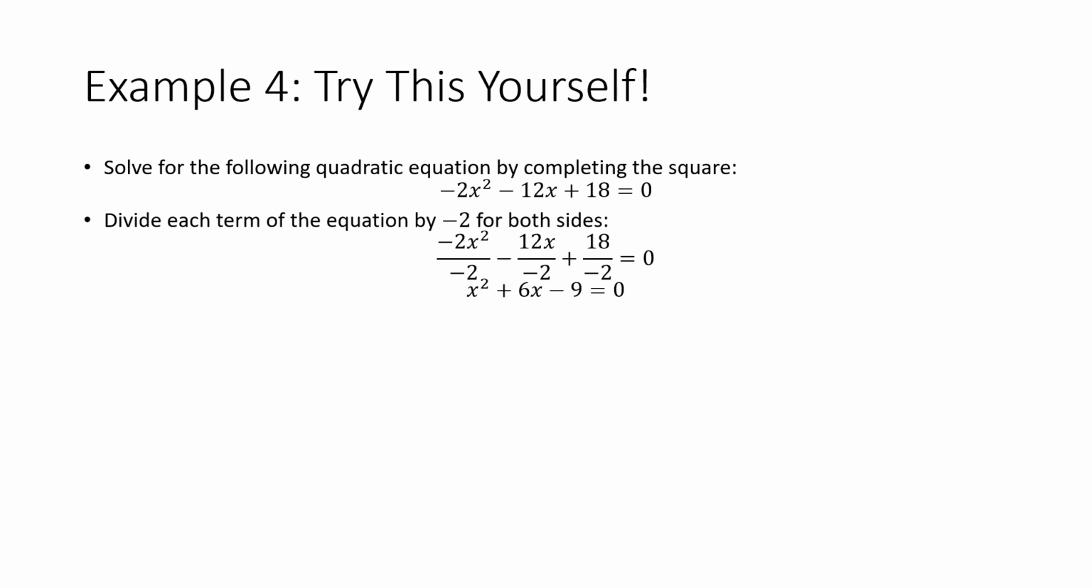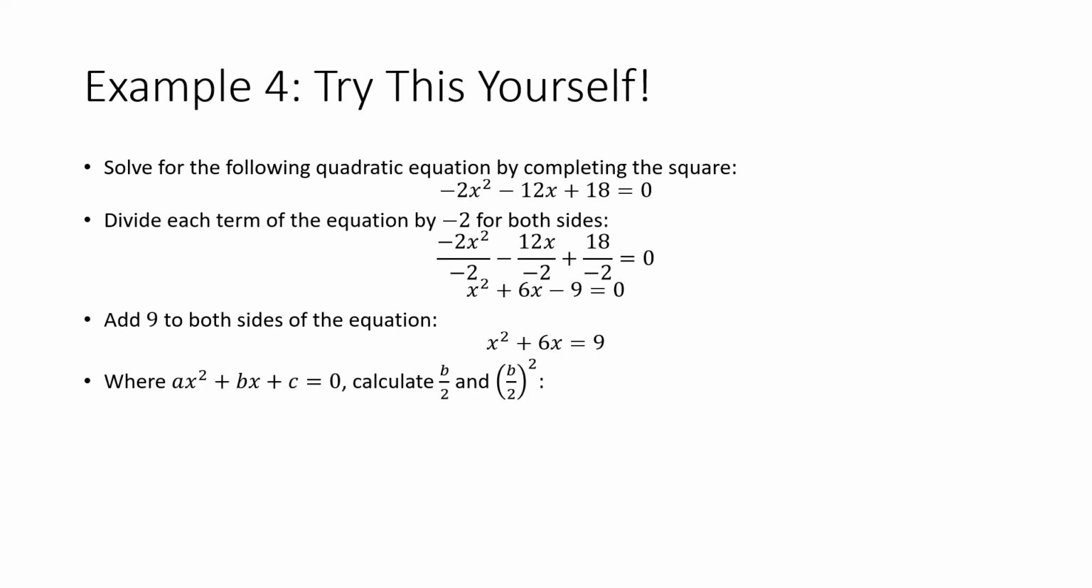X squared plus 6x minus 9 is equal to 0, because negative 12 divided by negative 2 is positive 6, and 18 divided by negative 2 is negative 9. Now let's add 9 to both sides of the equation, so we move negative 9 to the right-hand side. So x squared plus 6x is equal to positive 9. Now, let's calculate b divided by 2 and b divided by 2 quantity squared. Here, our b value is 6. So b divided by 2 is 6 divided by 2, which is 3. And b divided by 2 quantity squared is 3 squared, which is 9.